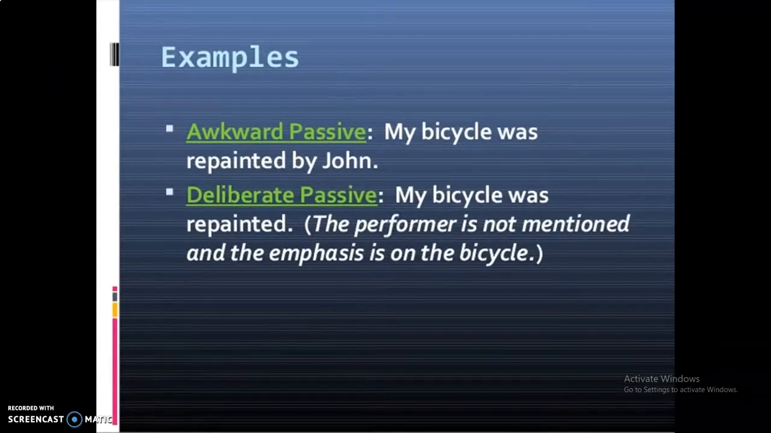Examples. Awkward passive: my bicycle was repainted by John. Deliberate passive: my bicycle was repainted. That's all. The performer is not mentioned. John is the performer, but he is not mentioned. The performer is not mentioned and the emphasis is on the bicycle.